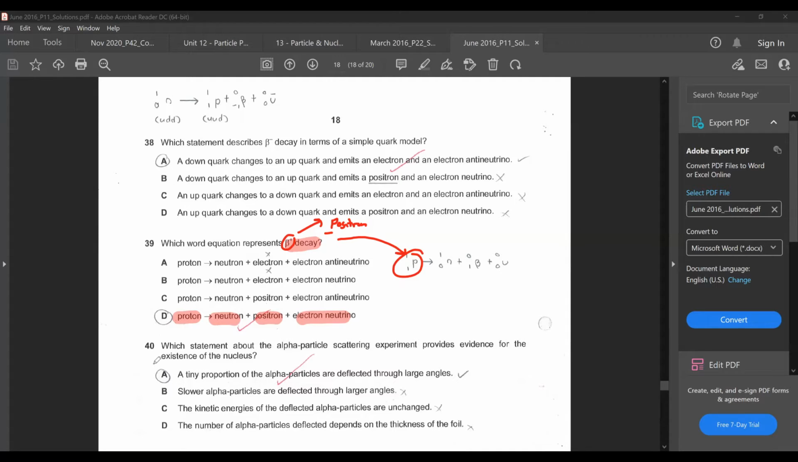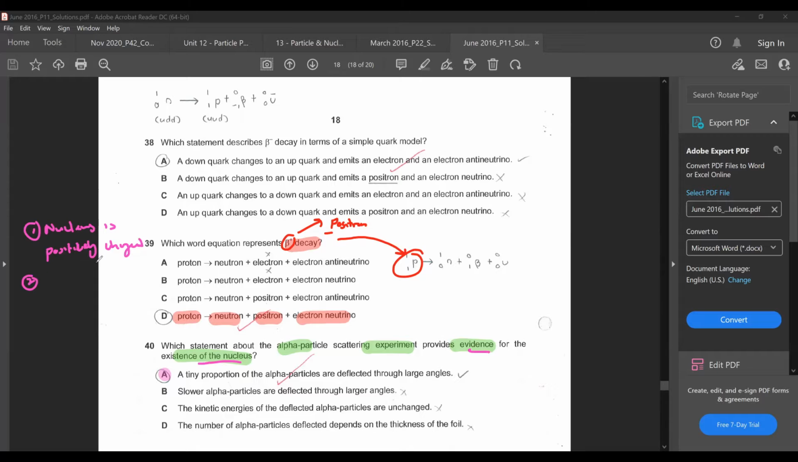Now for question 40, which statement about the alpha particle scattering experiment provides evidence for the existence of the nucleus? So your answer should have been A. Okay. They want the observation, which statement tells you about the evidence for the existence of your nucleus. Okay. So you know that your nucleus is actually positively charged.